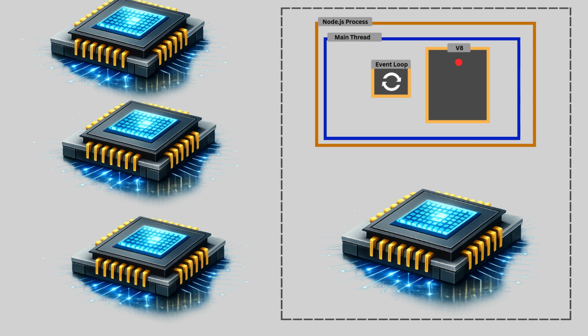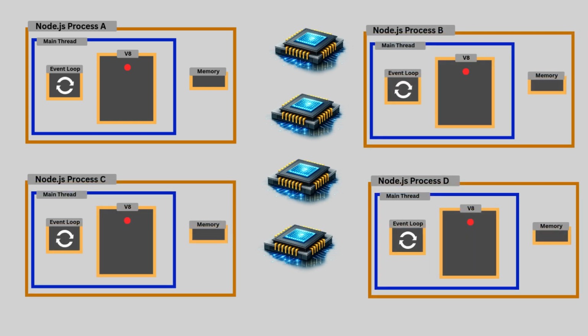If your machine has 4 CPU cores, a single Node.js process will not automatically use all 4. Node.js does not split one event loop across multiple cores. So to fully utilize the machine, we replicate the process. We run multiple independent Node.js processes. Each process has its own memory space, its own V8 instance, its own event loop, and its own main execution thread. The operating system scheduler dynamically distributes these processes across available CPU cores.